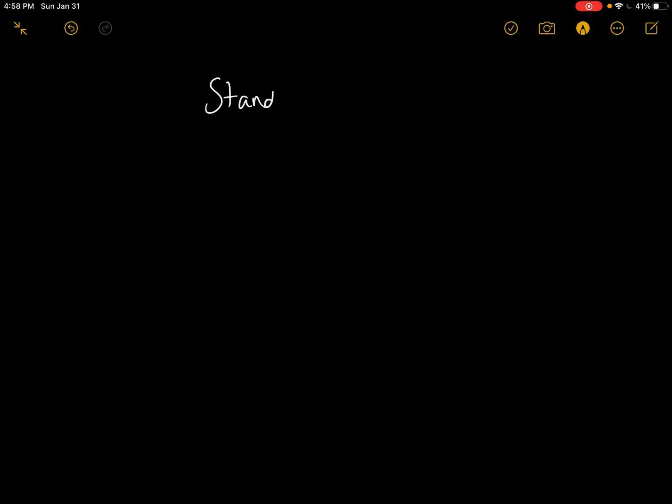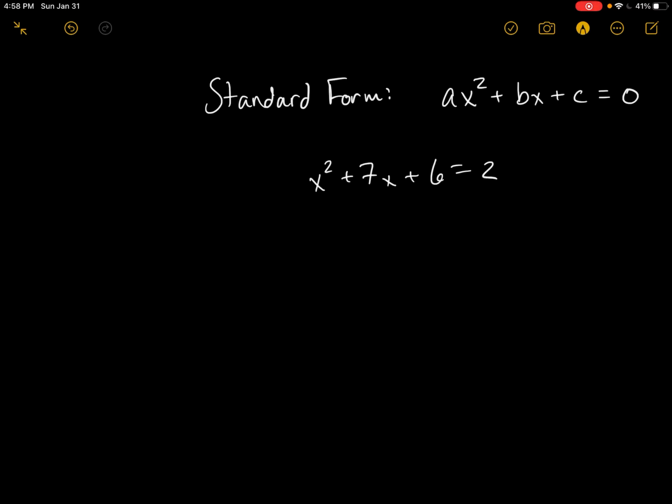So we have this thing called standard form, and this is the standard form of a quadratic. So it's ax squared plus bx plus c equals 0. And we've already actually kind of referenced this without exactly saying what it is before. So we had something like x squared plus 7x plus 6 equals 2.